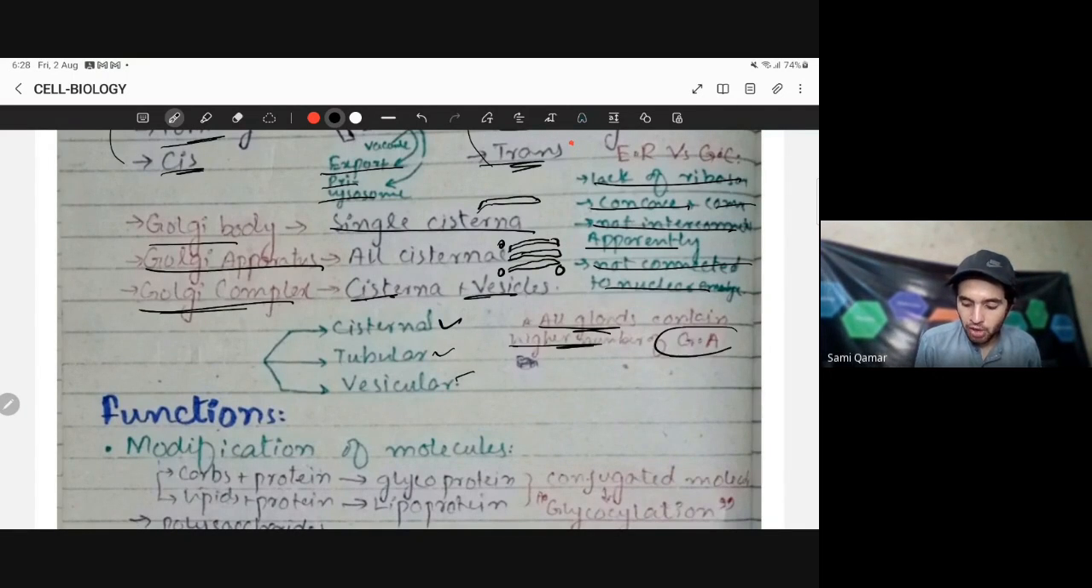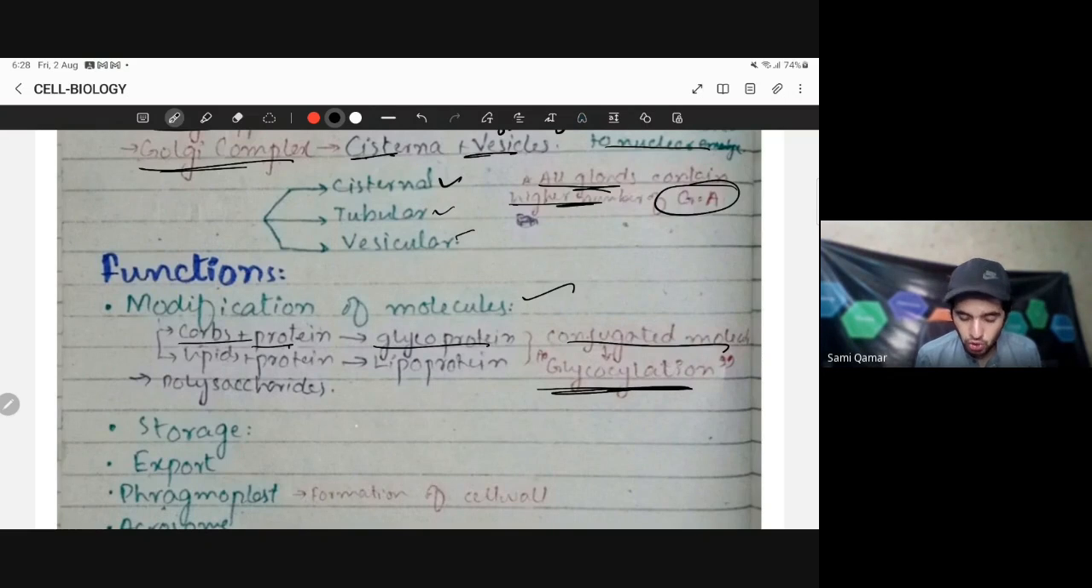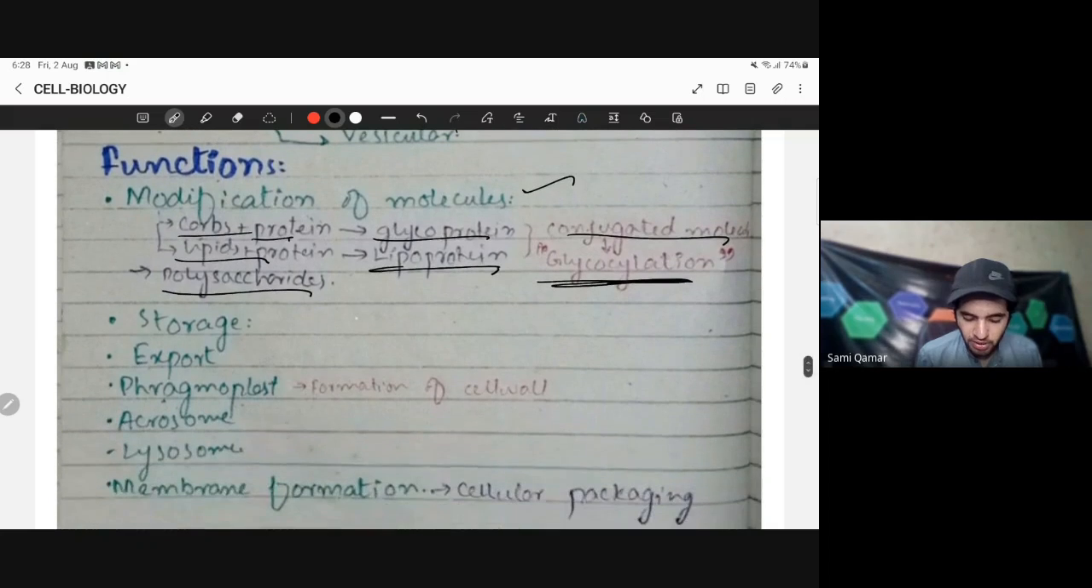All glands contain a higher number of Golgi apparatus. Why? Because they have to secrete hormones, and the majority of hormones are protein in nature. So a cell requires tons of Golgi apparatus for processing those hormones and proteins. Now the functions: modification of molecules. Carbohydrates plus protein form glycoproteins, a conjugated molecule. This is known as glycosylation, which I told you earlier. Lipids plus proteins form lipoproteins. Polysaccharides form here too. Other functions are storage, export, phragmoplast formation, and formation of the cell wall that we talked about earlier.